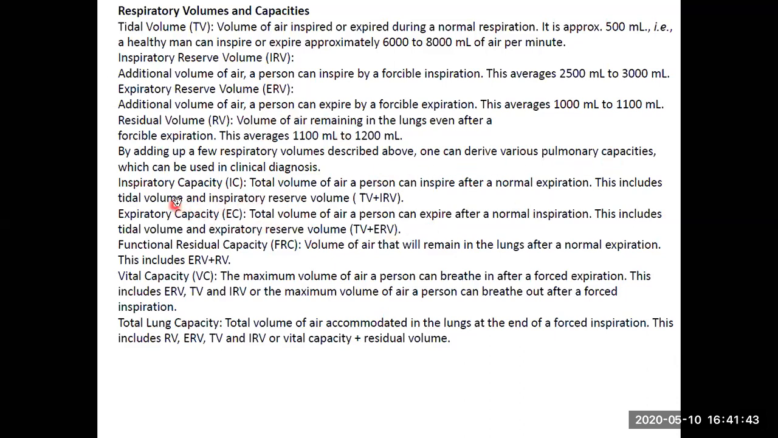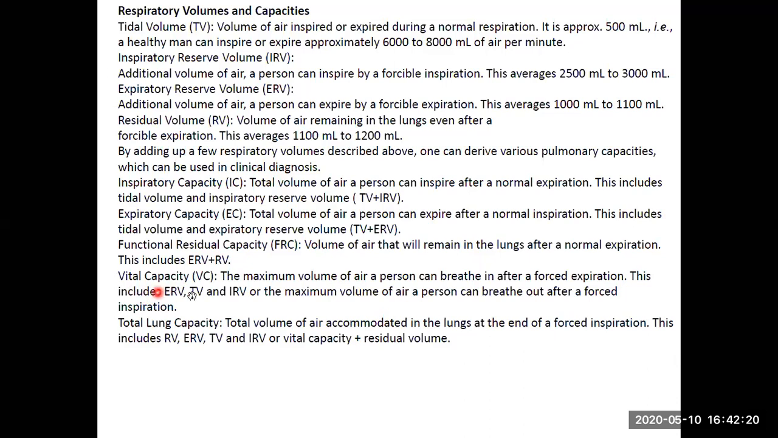Inspiratory capacity is the total volume of air a person can inspire after normal expiration. So this is tidal volume plus IRV. The formula is tidal volume plus inspiratory reserve volume. Expiratory capacity, similarly, is tidal volume plus expiratory reserve volume. These two volumes are included in this. For functional residual capacity, the total amount of air that remains in the lungs after normal expiration, not forceful, RV is there and ERV, expiratory reserve volume, both are totaled.